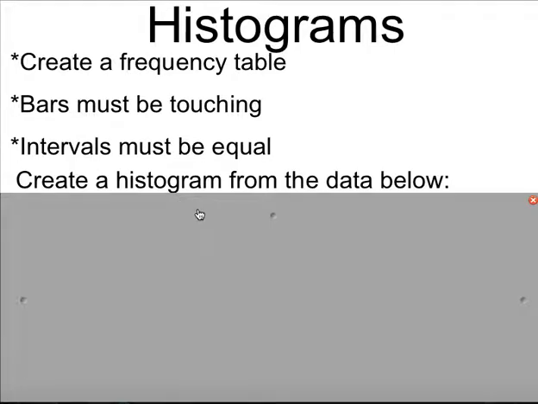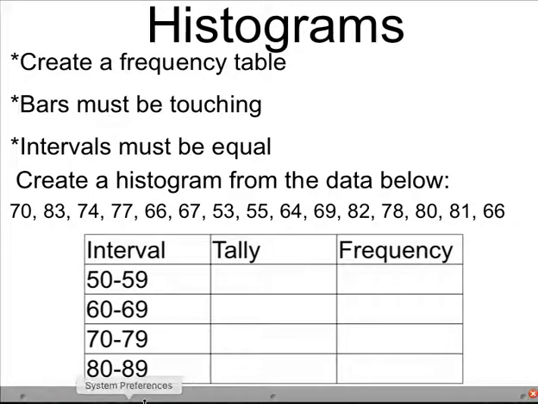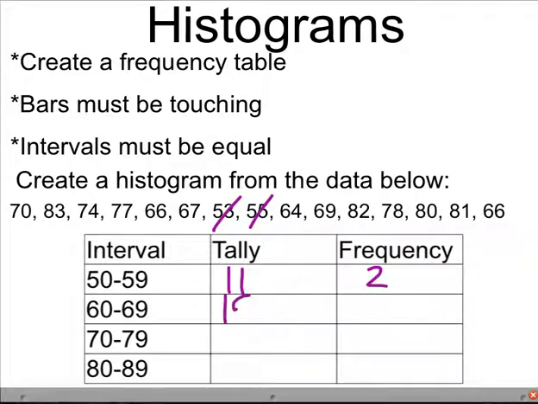So we have this frequency table that we started setting up. Remember, the intervals must be equal. So in this case, we go 50 to 59. It actually covers 10 different numbers. So does everything below it. And we start tallying up how many numbers are in each interval. We have 2 in 50 to 59. We have 5 from 60 to 69. We have 4 from 70 to 79, and 4 from 80 to 89.